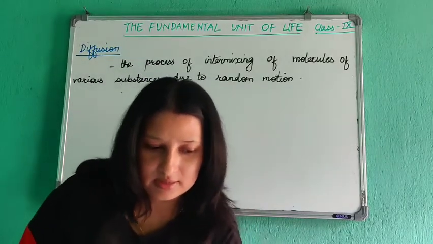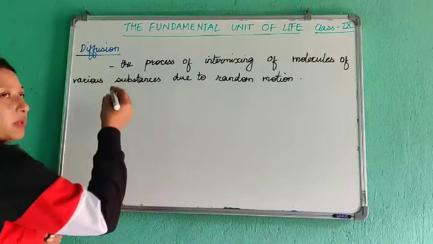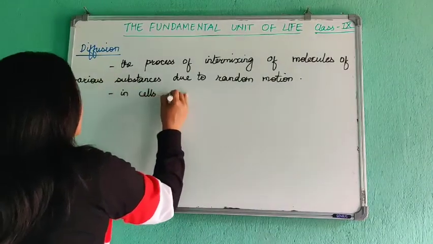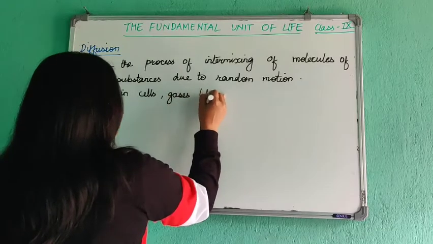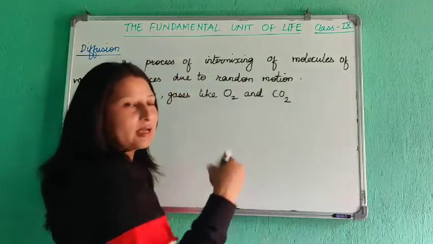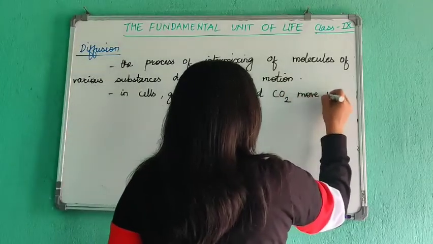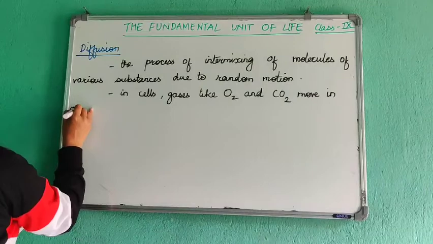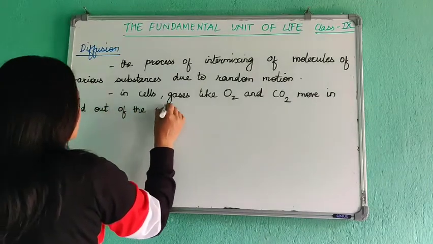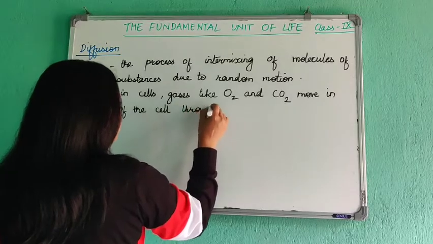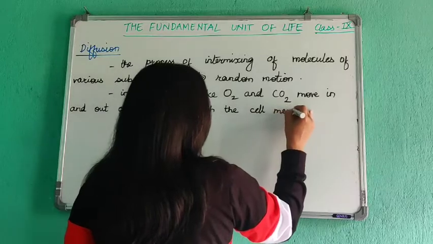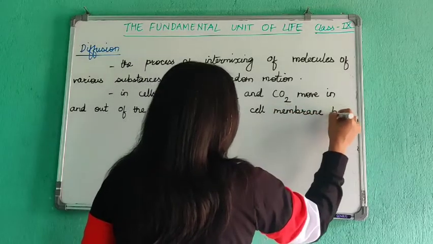Gases in cells. Gases like oxygen and carbon dioxide move in and out of the cell through the cell membrane or the plasma membrane by the process of diffusion.